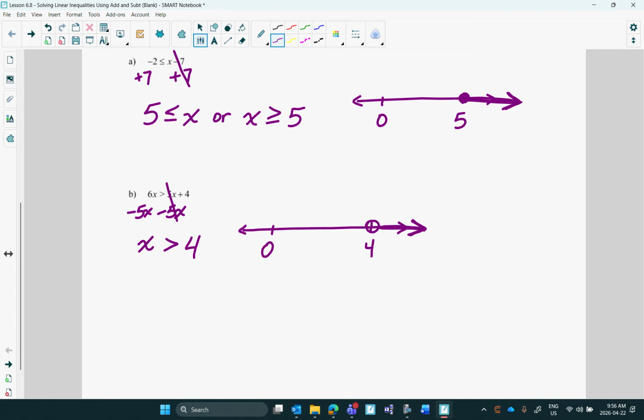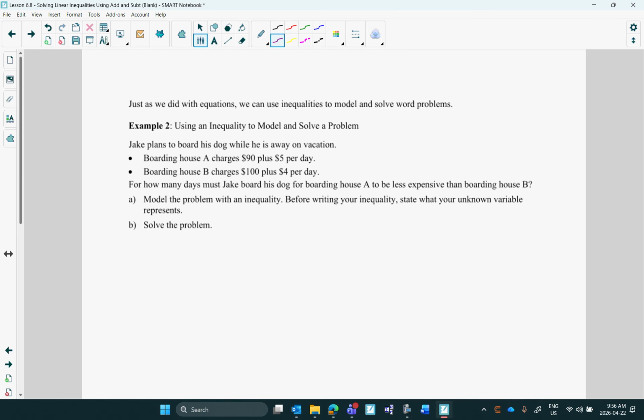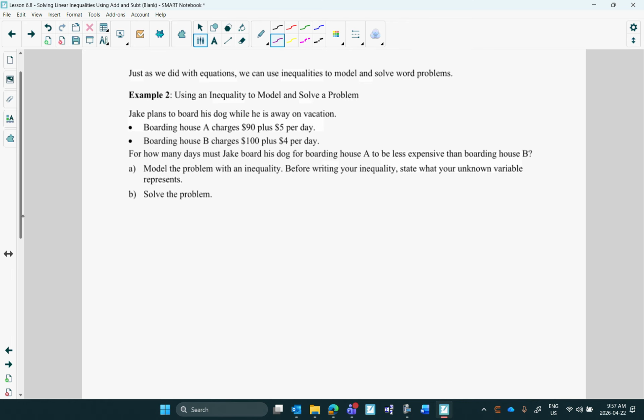Okay, the last example is a word problem. Just like we did with equations, where we did 3 steps to solve a problem involving an equation, we can do it with inequalities. So Jake plans to board his dog while he's away on vacation. Boarding house A charges $90 plus $5 a day. Boarding house B charges $100 plus $4 per day. How many days must Jake board his dog for boarding house A to be less expensive than B?